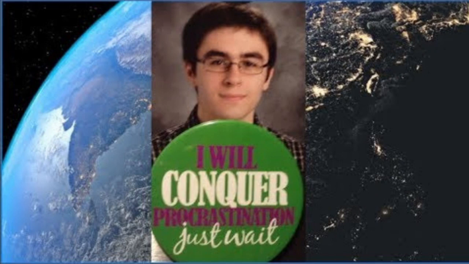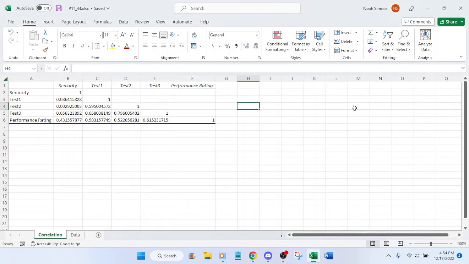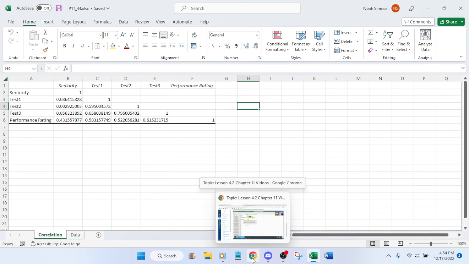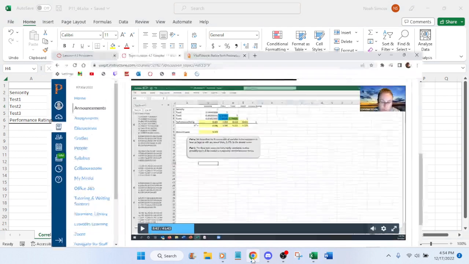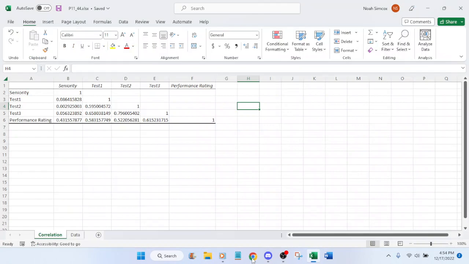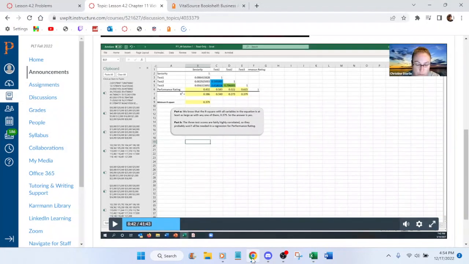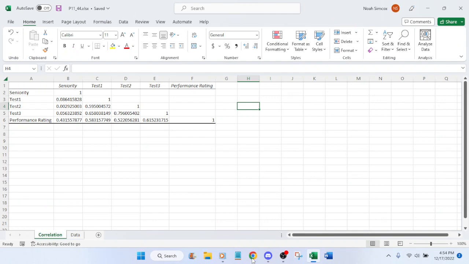I got it. Do we have the same numbers? We have 0.08, 0.00, 0.05, 0.43. We have 0.59, 0.65, 0.58, 0.79, 0.5.